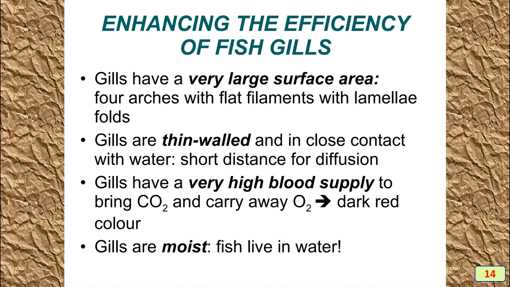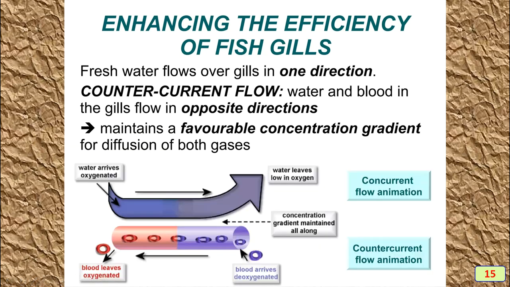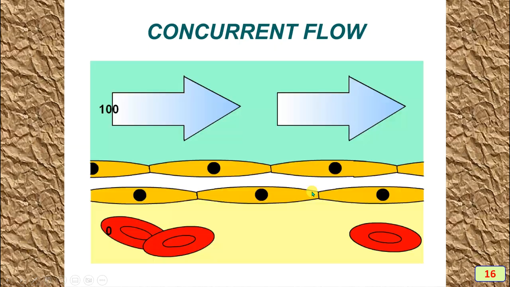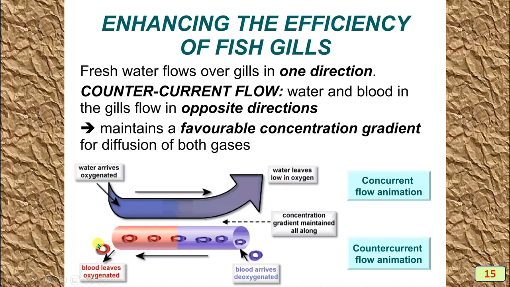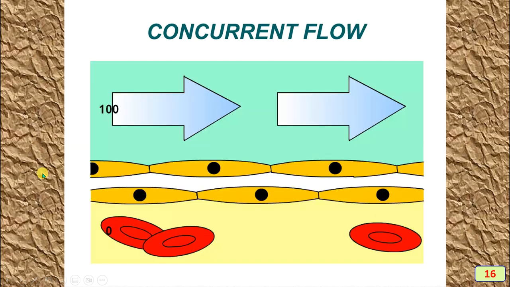In the exchange mechanism of fish, the walls are thin with a very high blood supply to take up oxygen and carry away carbon dioxide as usual. Gills are moist, whereas the lungs of any animal are not moist. This is how the water flows and oxygen is taken in, in a counter current flow. Blood flows in this direction, water flows in the opposite direction, and the exchange takes place.